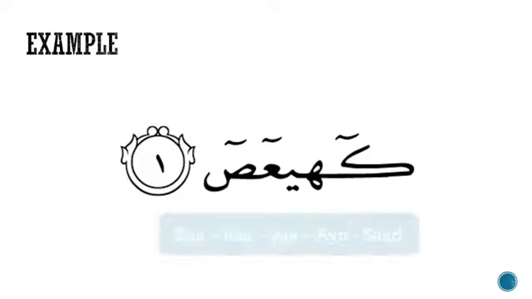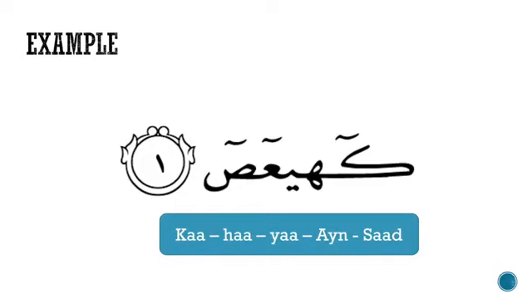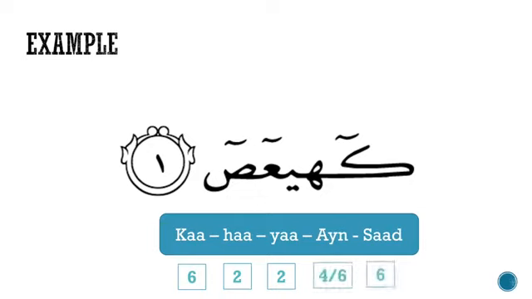For example, we have Kaf, Ha, Ya, Ain, Sad. So we stretch the Kaf for 6 counts. We stretch the Ha for 2 counts as there is no symbol. Ya for 2 counts as there is no symbol. The Ain we can stretch for 4 counts or 6 counts. And the Sad we stretch for 6 counts.